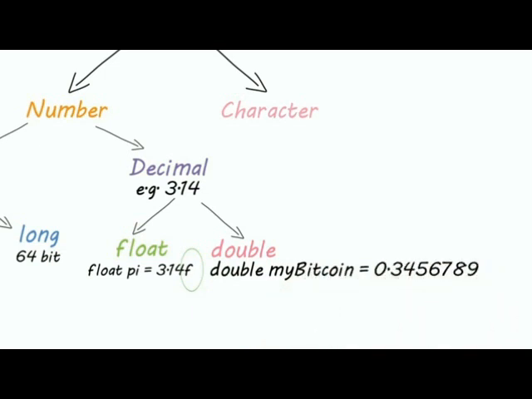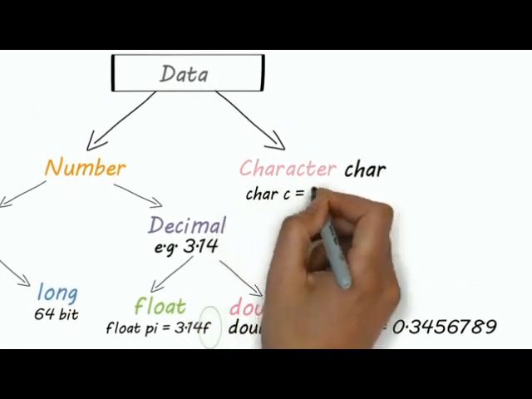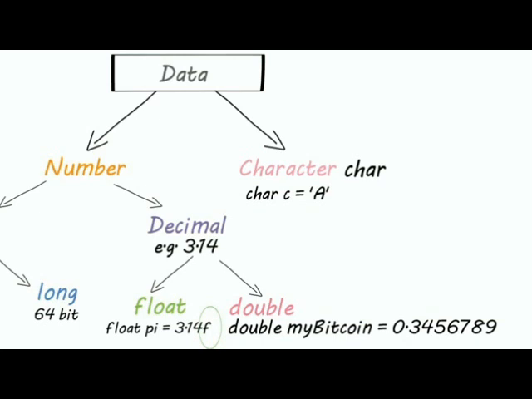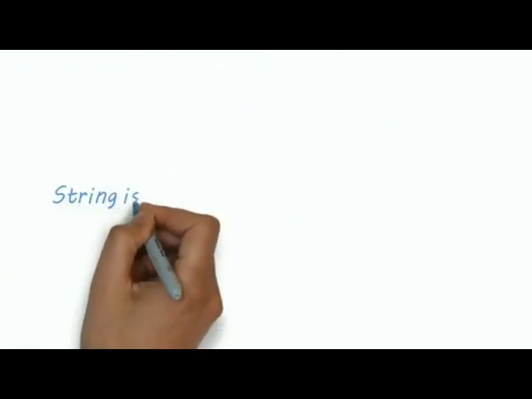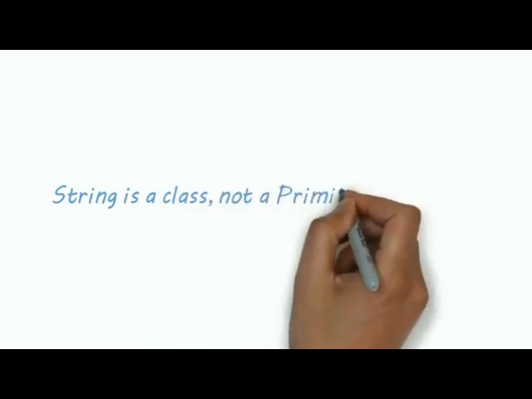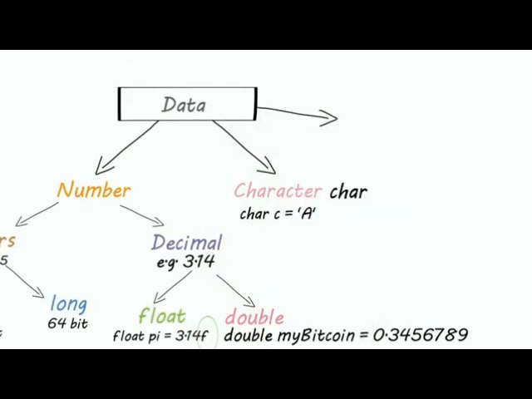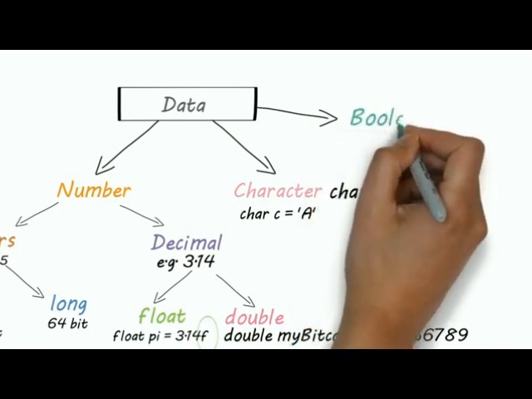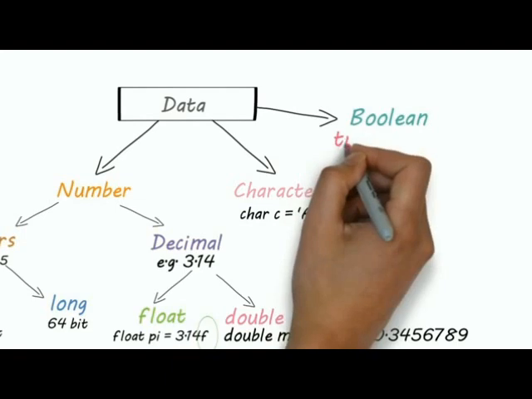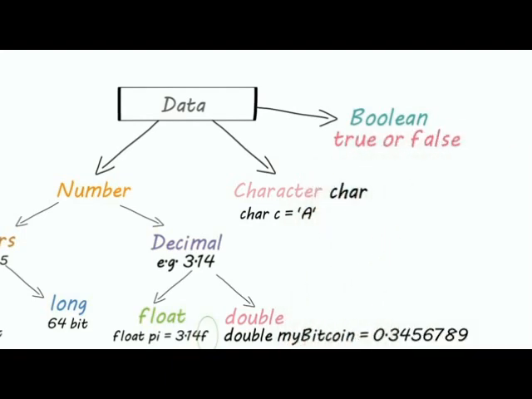Now for storing characters we only have char. For example, a character is written as char c equals 'a'. In Java, string is a class, not a primitive data type. And lastly, the data type is boolean. We use true or false values for that. In boolean, we can have only two values, true or false.